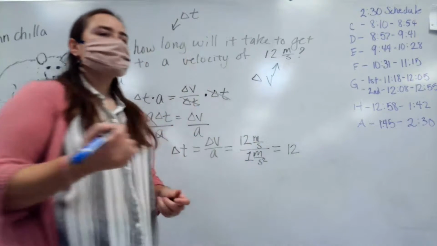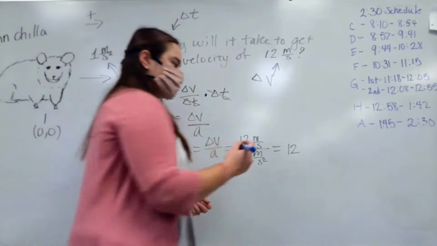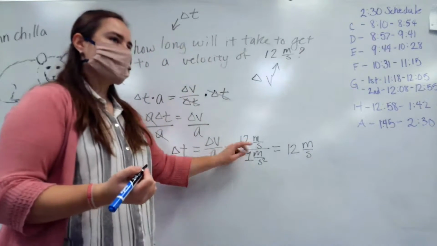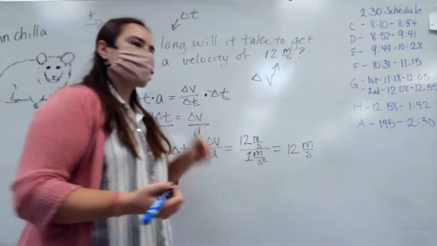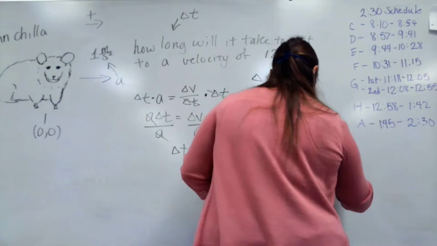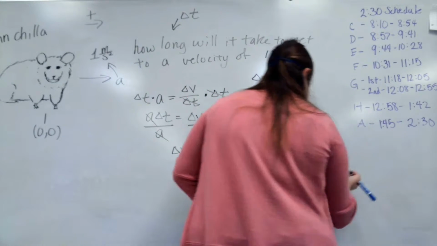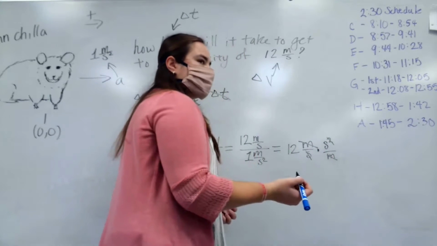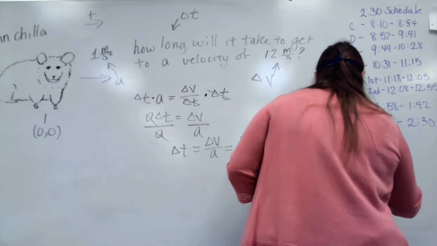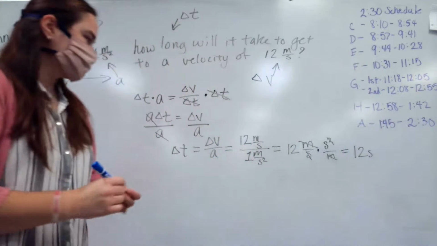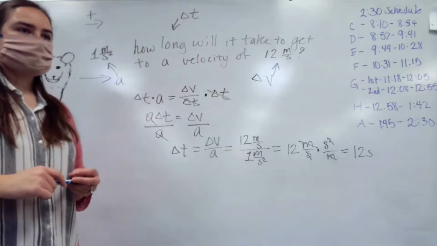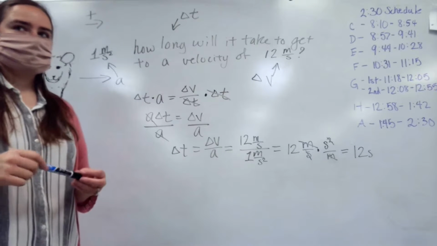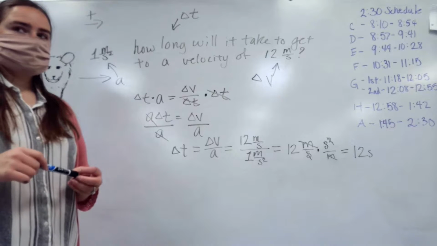Okay? Then we're going to do the same thing with our units. So we have our units on the top, which will stay the same. We're going to flip the ones on the bottom and multiply by it. So we get seconds squared over meters. Our meters cancel out, and one of our seconds cancels out. So we end up with 12 seconds, which is good because we're looking for time. Everybody good? You guys have any questions? No? All right.